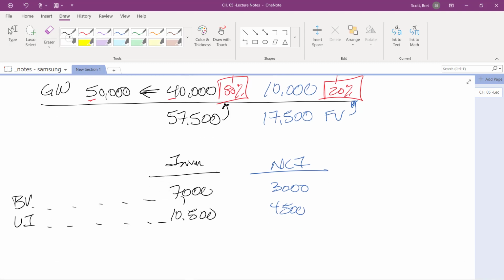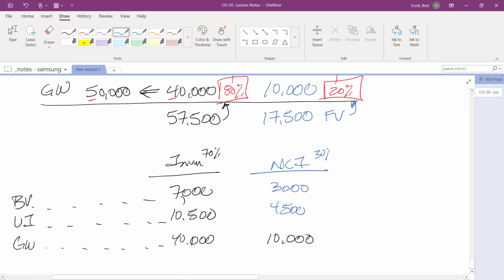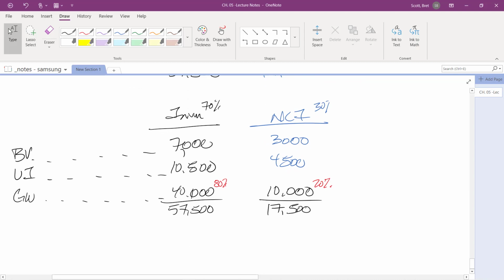How was goodwill allocated? Goodwill was allocated 40,000 and 10,000. And while I'm at it, I'm going to remind myself: 70% ownership, 30% ownership. This is 80% allocation, 20% allocation. Now add those up just to make sure I have the correct balances, and I have 57,500 here. That was how much I paid, and 17,500 is the fair value that they show and the market shows.